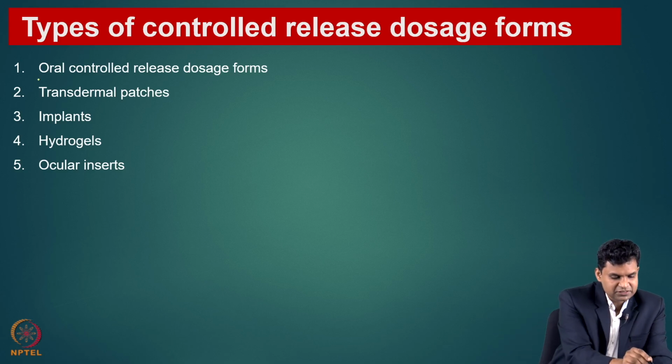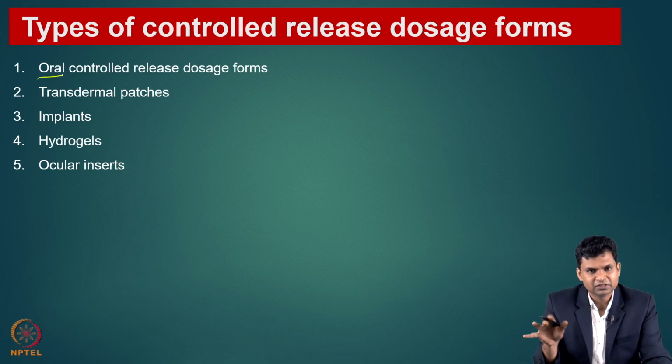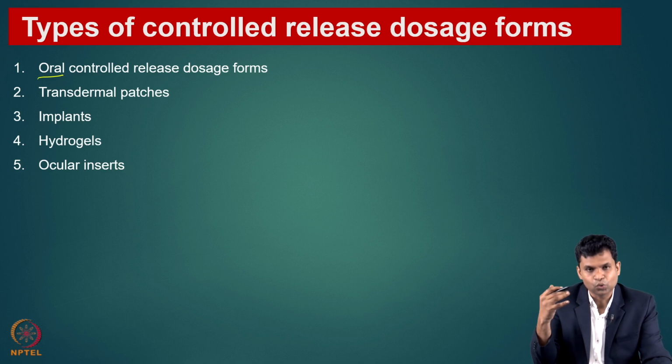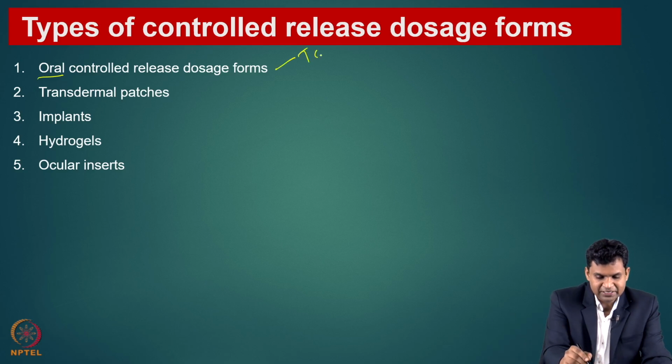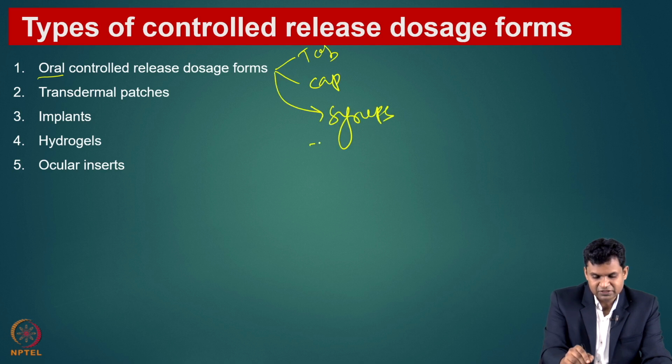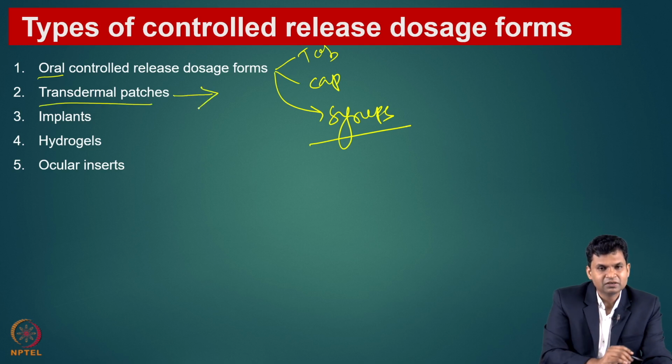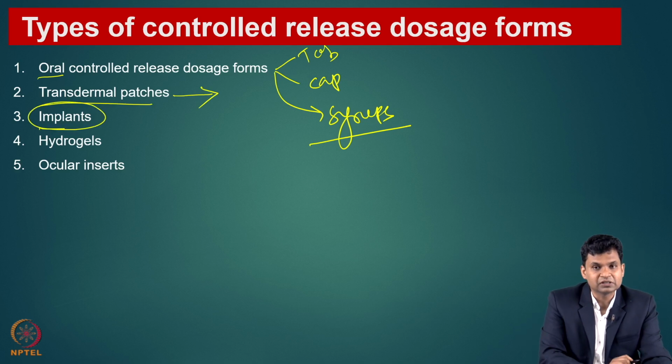That means all these types of formulations can be converted into oral formulations as controlled delivery. We can use tablets and capsules, and we can also use syrups, as we have seen in one example with the cherry cough formulation. You can also make transdermal controlled release formulations. We can also make implants which will also show controlled release for various active molecules.